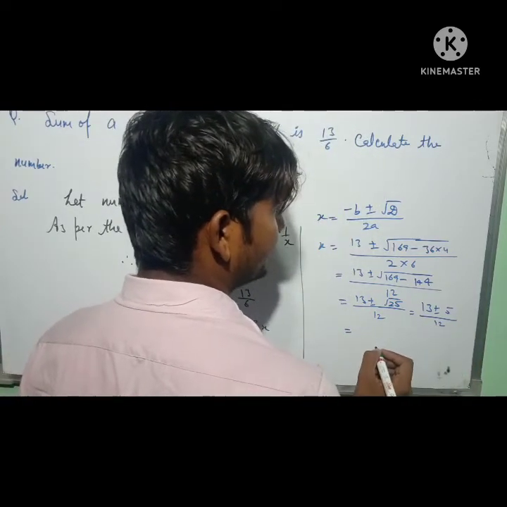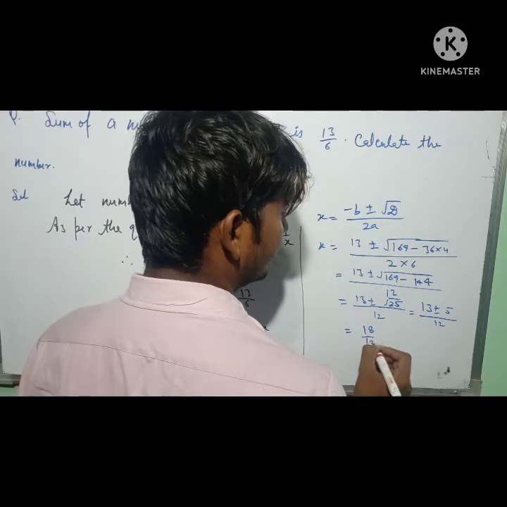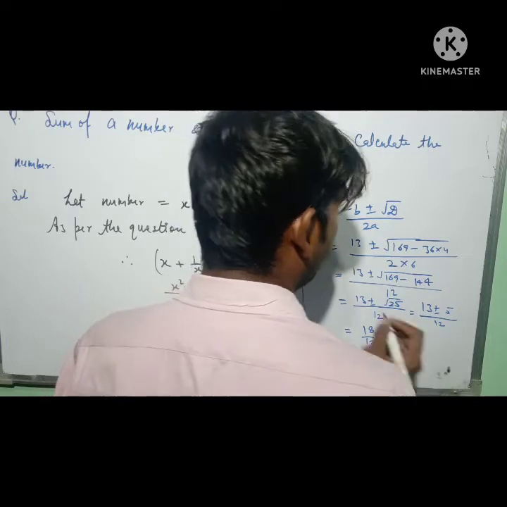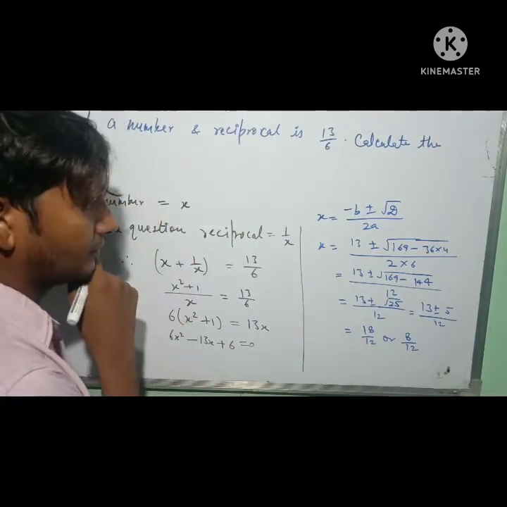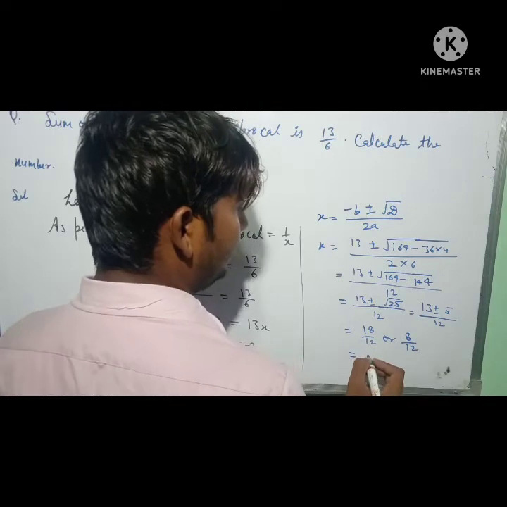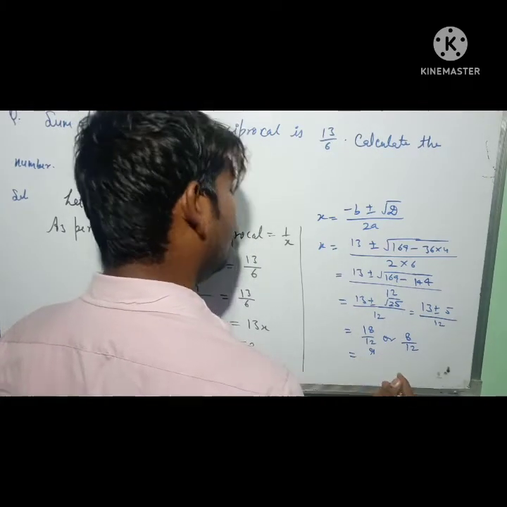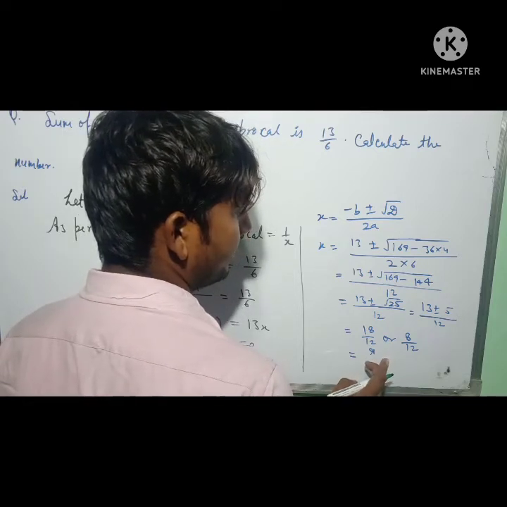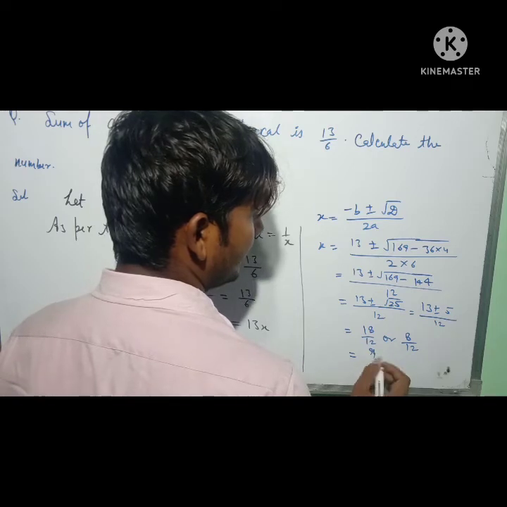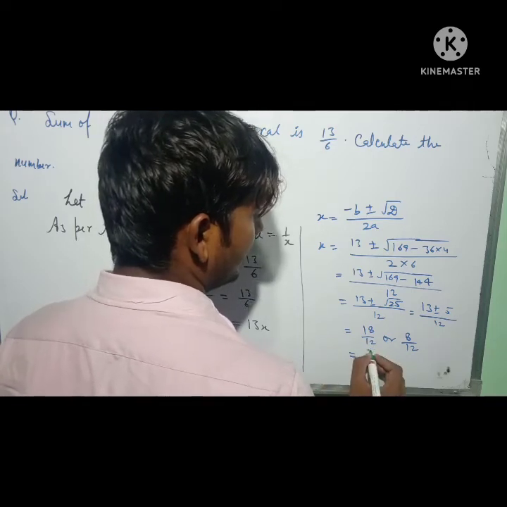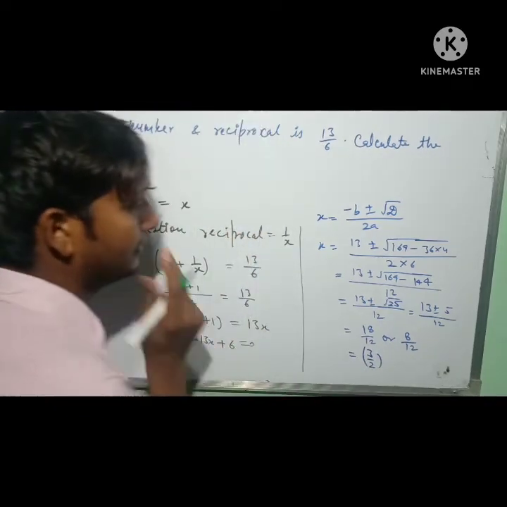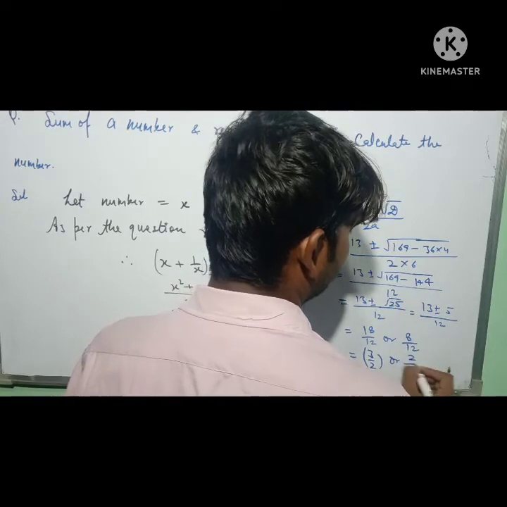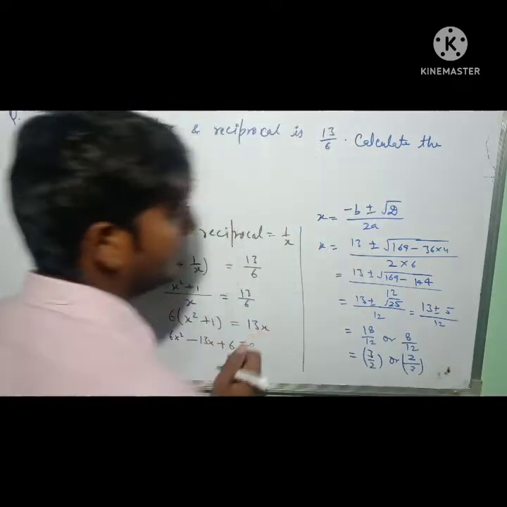It will give us 18 upon 12 or 8 upon 12. So now it will give us 9 times 2, it means 3 by 2, 3 and 6 times 2 is 12. Right. Or 2 upon 3. These are two answers.